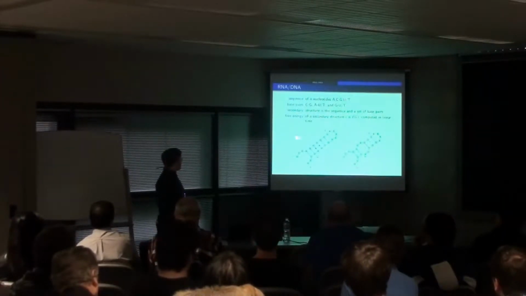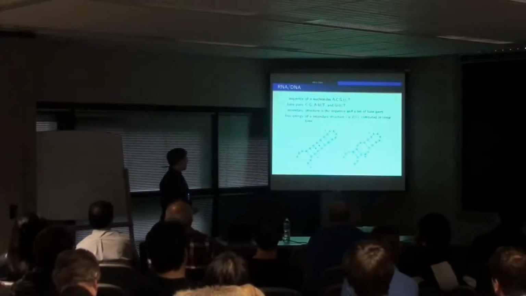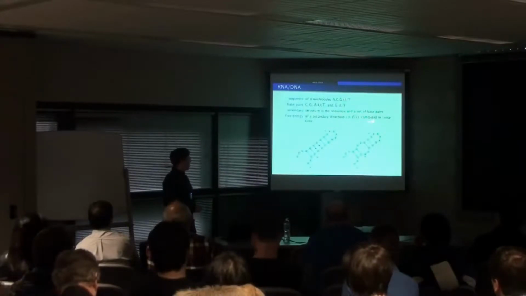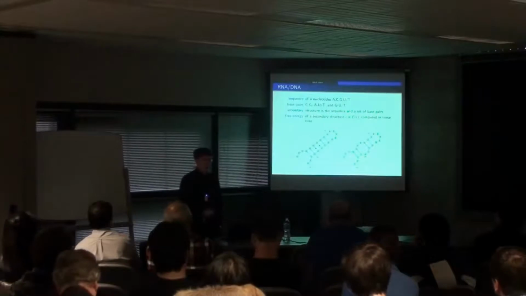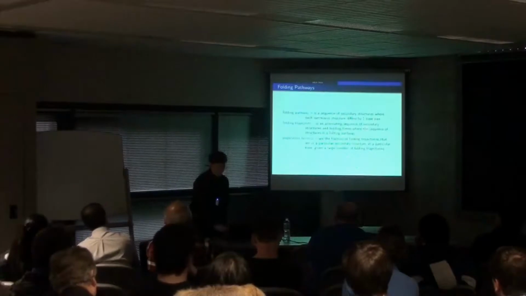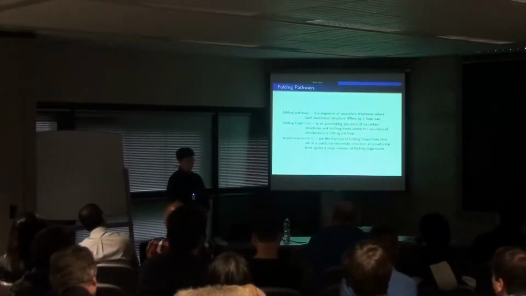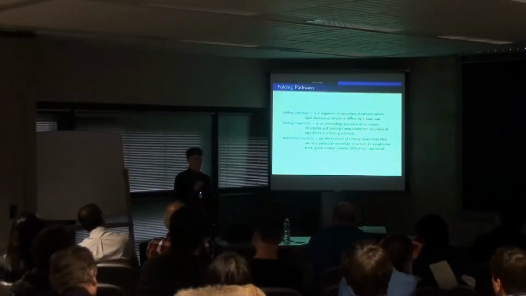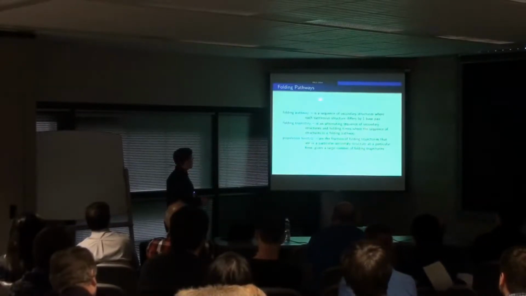We have also a free energy of the secondary structure, which is E_i for secondary structure i, and that's computable in linear time. So we're not going to delve into the details of that, I just want you to know that it's quick to compute. We are interested in folding pathways. So this is a sequence of secondary structures where each secondary structure differs from the previous one by a single base pair. And so that's a folding pathway.